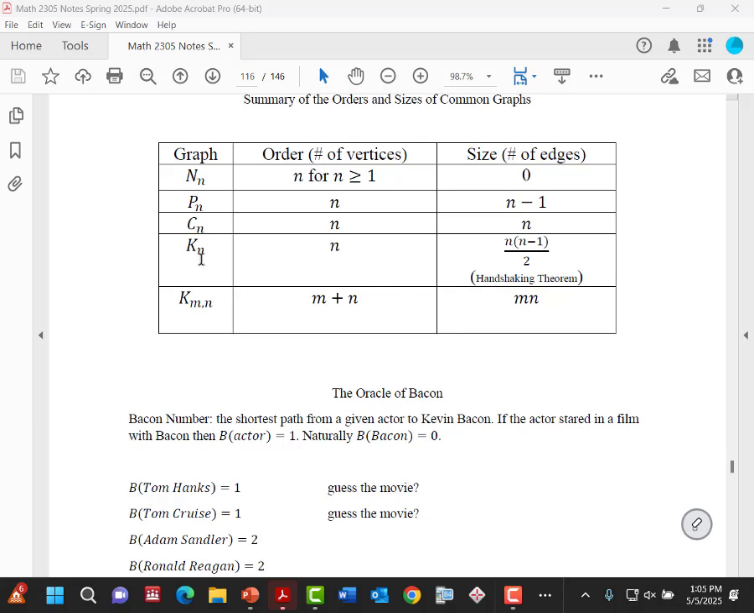The complete graph on n vertices has n vertices and n times n minus 1 over 2 edges. This refers back to the handshaking theorem from a previous section. The complete bipartite graph with m comma n vertices has m vertices in the first set, n in the second set, for a total of m plus n vertices and m times n edges.